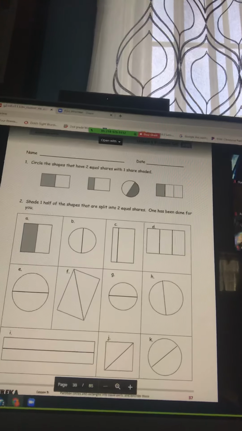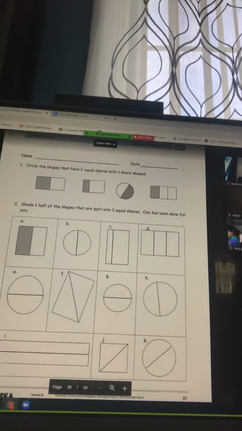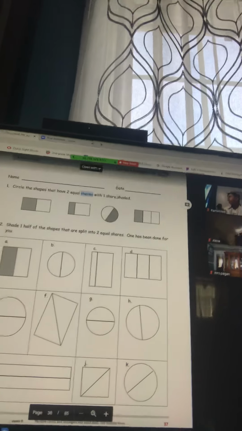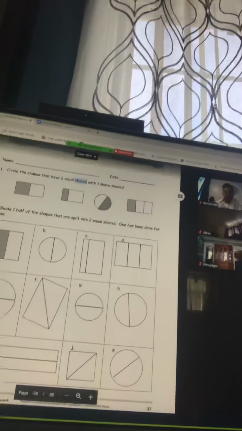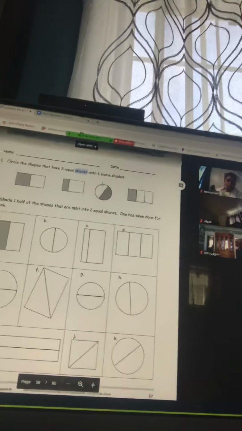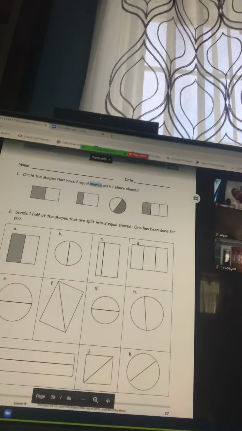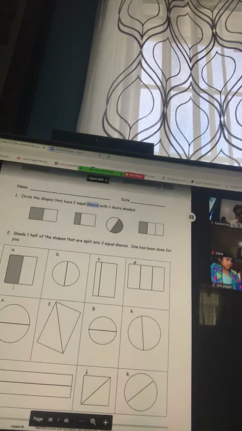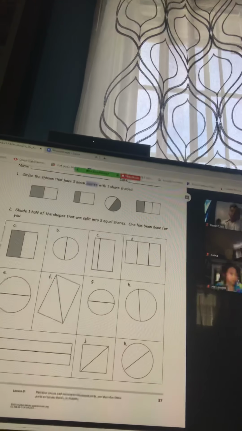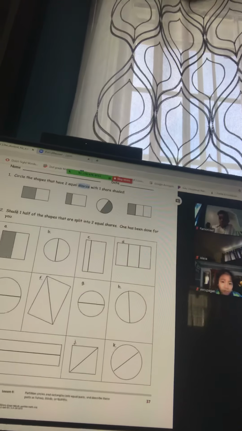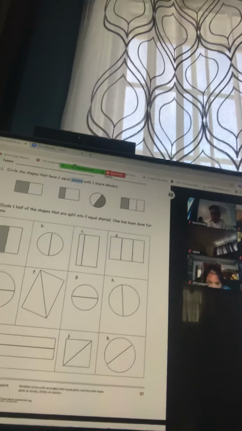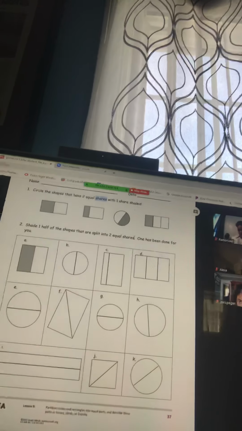For number 1, it says circle the shapes that have 2 equal shares. Another word for share is pieces. And 1 share has to be shaded in. That means one of the pieces was colored in. You see how this one is 1 shaded in, 1 shaded in, 1 shaded in, and 1 shaded in. Then for question 2, you're going to shade half of the shapes that are split into equal pieces. If it's not split into equal pieces, you are not going to shade in that part.